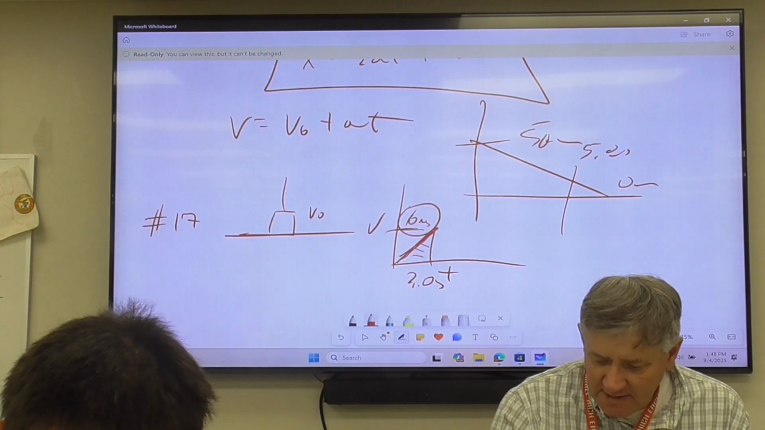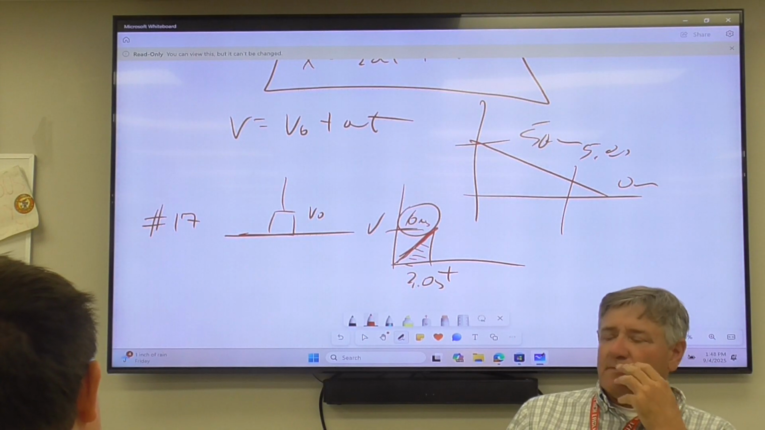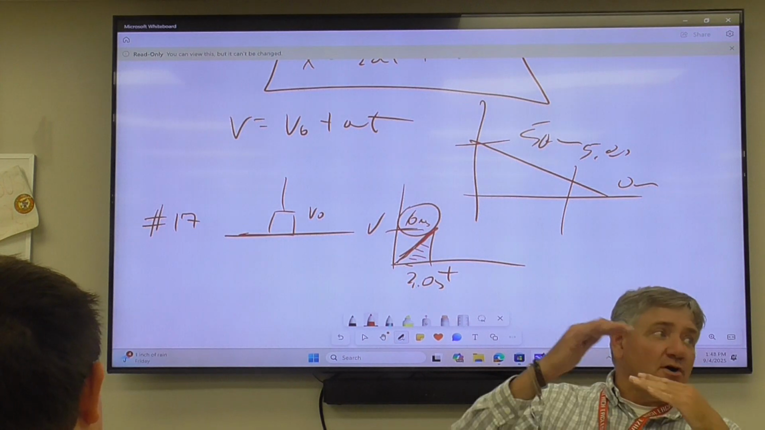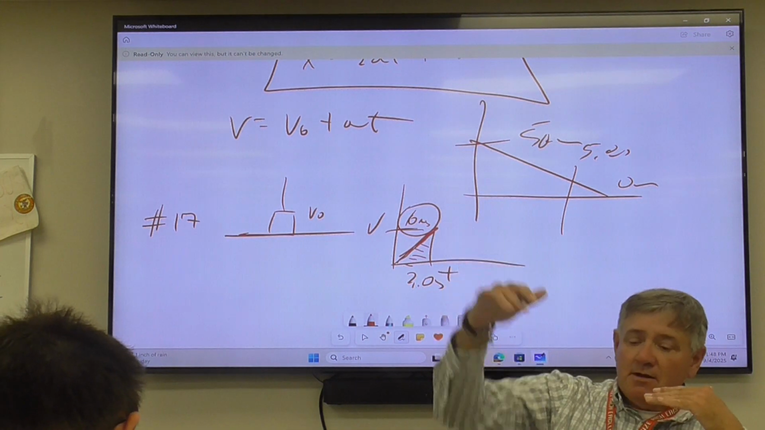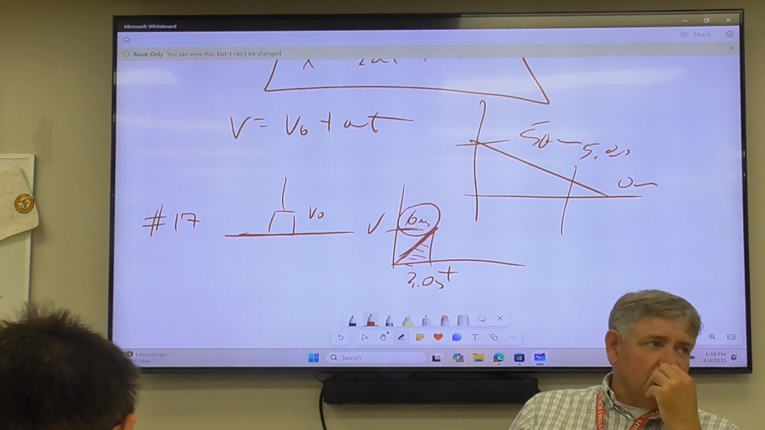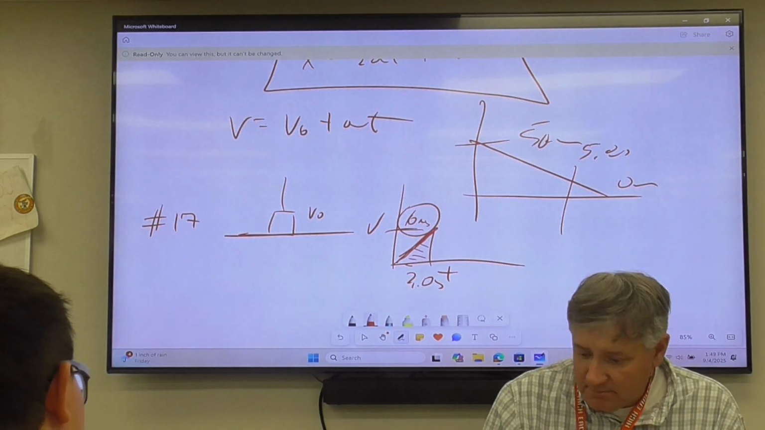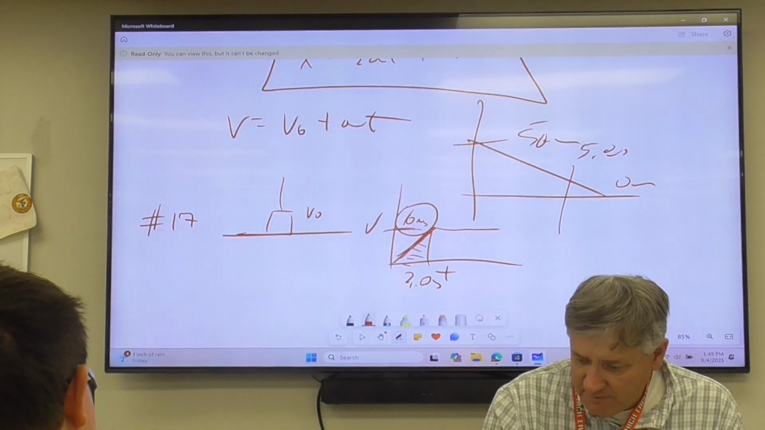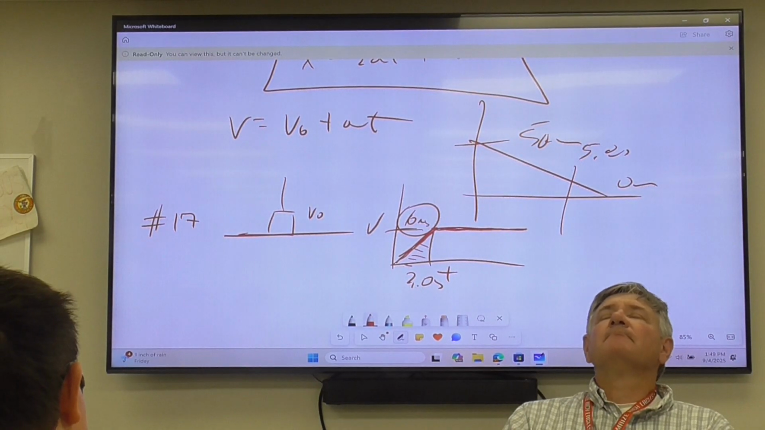Could you find the area of that little triangle? What would that represent? How far it goes while the elevator is accelerating. Okay? Now at this point, what's the elevator going to do? Move at a constant velocity. So what's the graph going to do? It's going to move as a horizontal line. True? True.